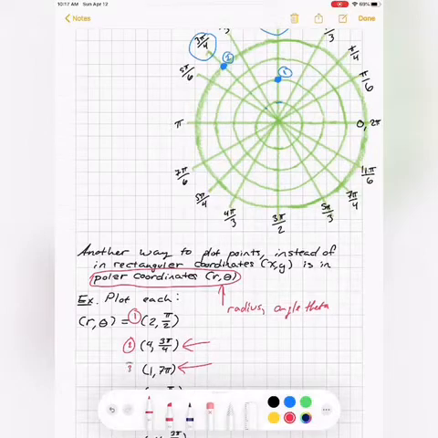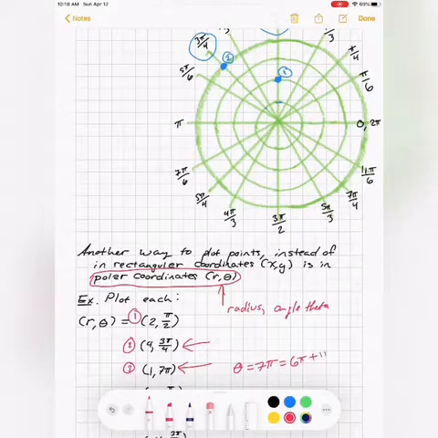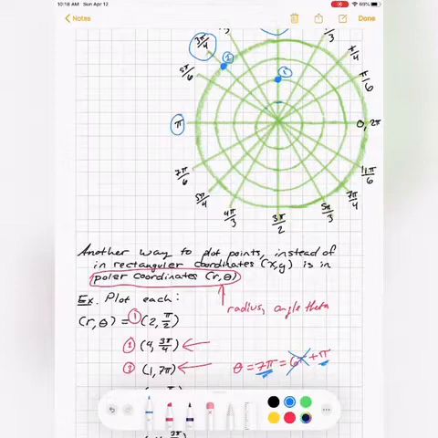Okay, problem number 3 here. The angle's 7 pi. Remember, that's 6 pi plus 1 pi. This is 3 full times around the circle, right? So in other words, 7 pi is coterminal with just pi. So that's here. And then the radius is 1. Okay, so there's point number 3.